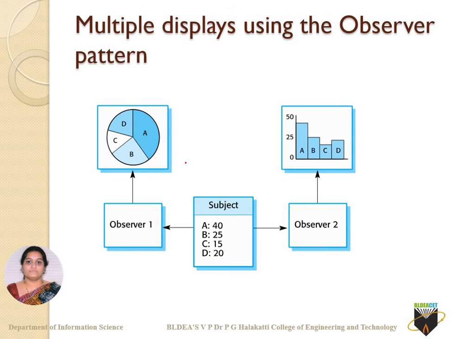Here you can see multiple displays: one observer might require a pie chart, and another observer might require a bar chart. These are the two kinds of displays required by two users, but the content, my subject, is the same. I have given data here, A equals B, where A, B, C, D are my values. The first observer sees it the way that person likes, in a pie chart, and the second observer sees it as a bar chart. These are multiple displays using the observer as a pattern.